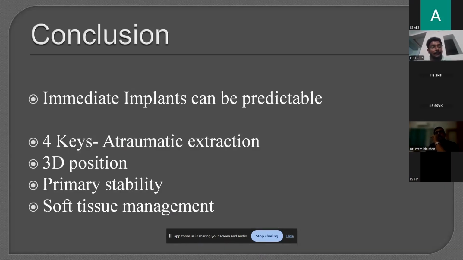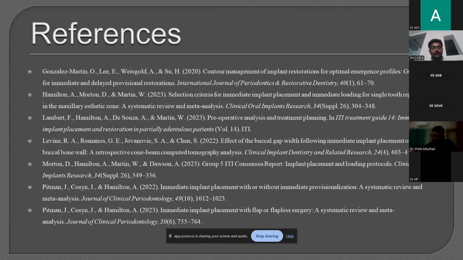So I would like to conclude my presentation by saying that immediate implants can be very much predictable, and they can be predictable even for beginners, if we are able to take care of 4 key aspects: atraumatic extraction, getting the 3-dimensional position right, having adequate primary stability, and managing the soft tissue properly by providing a very good gingival cuff around it. So these are my references.